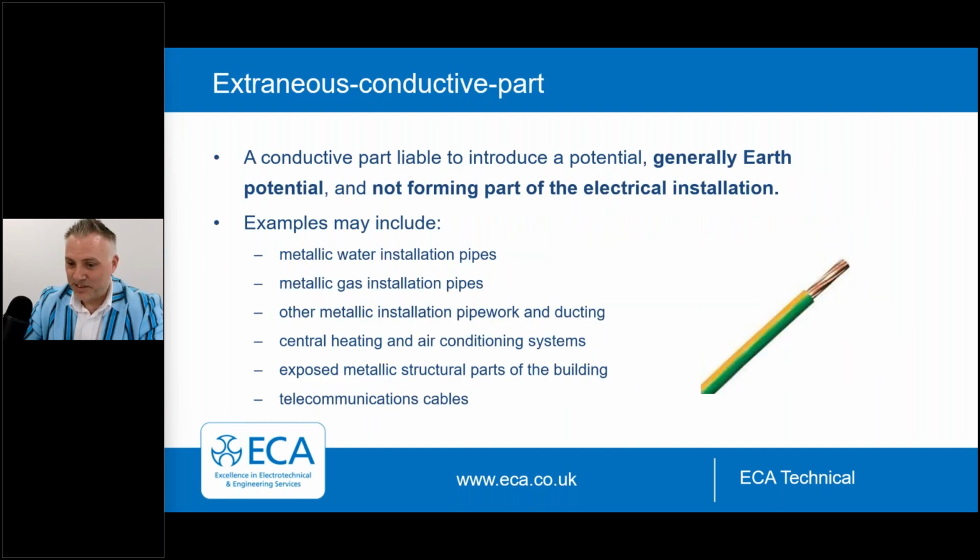So what is an extraneous conductive part? Now, this is a conductive part that's liable to introduce potential, generally earth potential, and is not forming part of the installation. Examples of these are metallic services, such as water, gas, other pipework, maybe central heating and air conditioning systems, and the same principle should be applied to heat pump installations, where those services are metallic and they come through the ground. Also, telecommunication cables and their outer sheath.